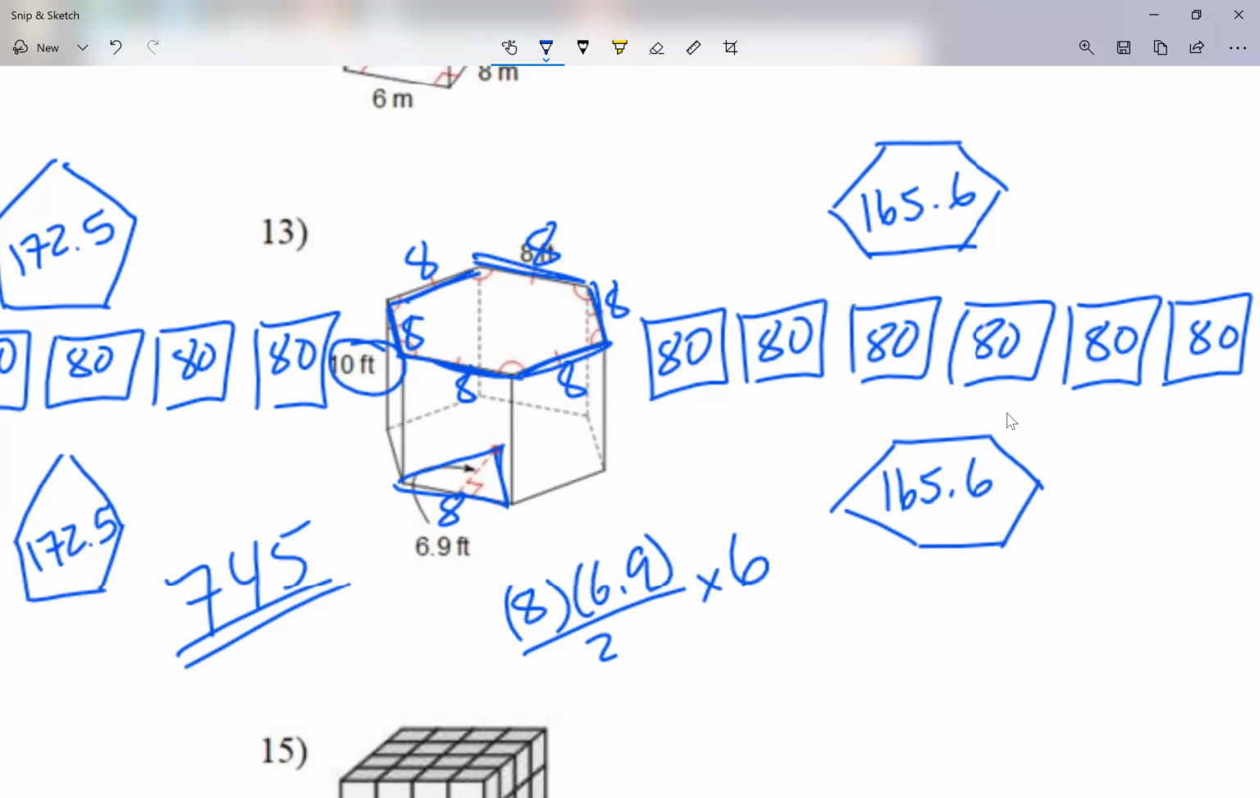Now let me add everything. So I have 6 times 80, plus 2 bases, and I happen to get 811.8.